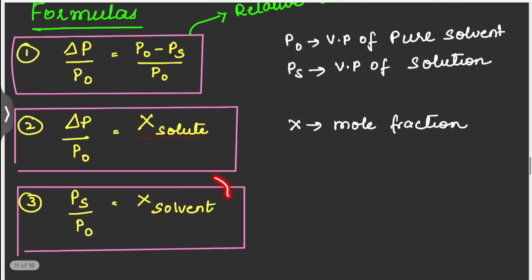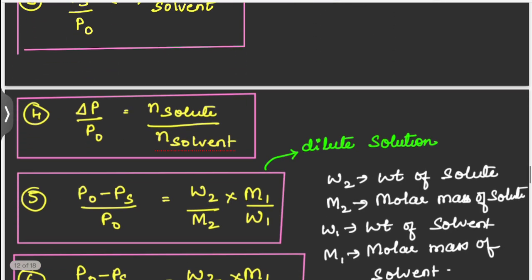Next formula is, suppose if you want to calculate mole fraction of the solvent, use this formula, that is PS by P naught. What is PS? PS is already given here, which is vapor pressure of the solution. P naught is called as vapor pressure of the pure solvent. So use this formula directly, you can get the answer.